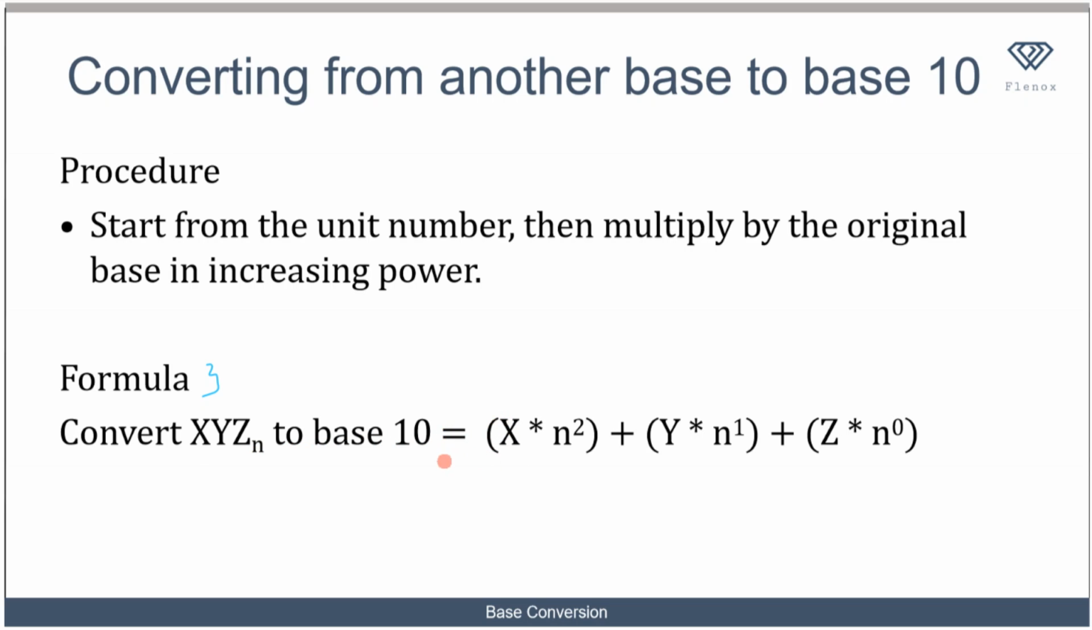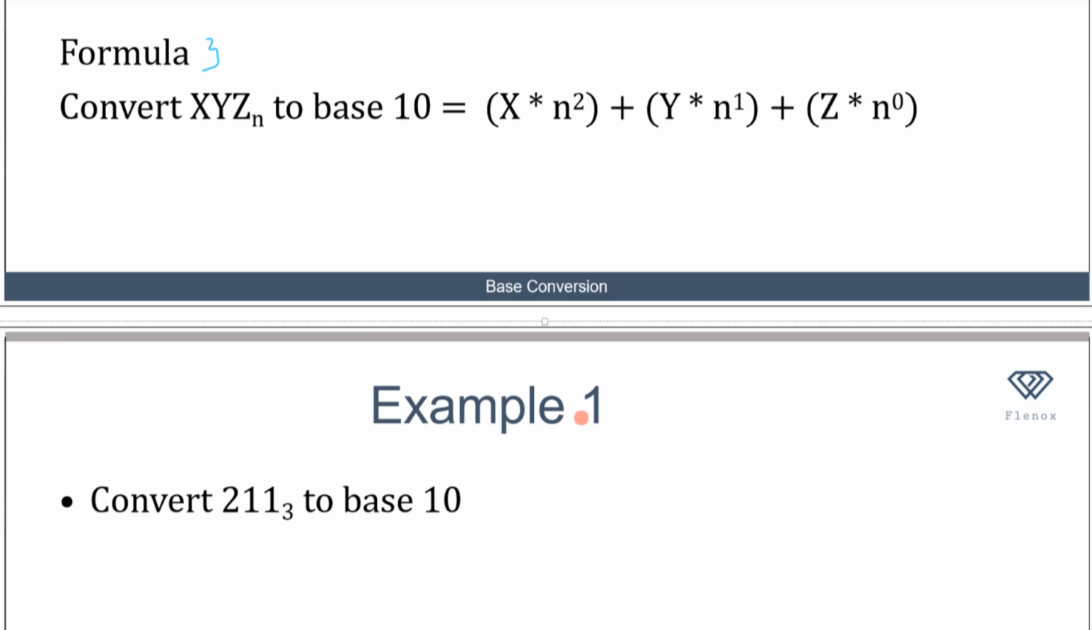So what we do is we start from the unit digit, which is z, and we multiply it by the base n to the power of 0. Then we take the tens digit, which is y, and multiply by the base to the power of 1. Then we take the hundreds digit x, multiply by n to the power of 2, then we sum up those products. As you can see, the power of n, which is the base, is in increasing order. This next example will clarify exactly what we mean.